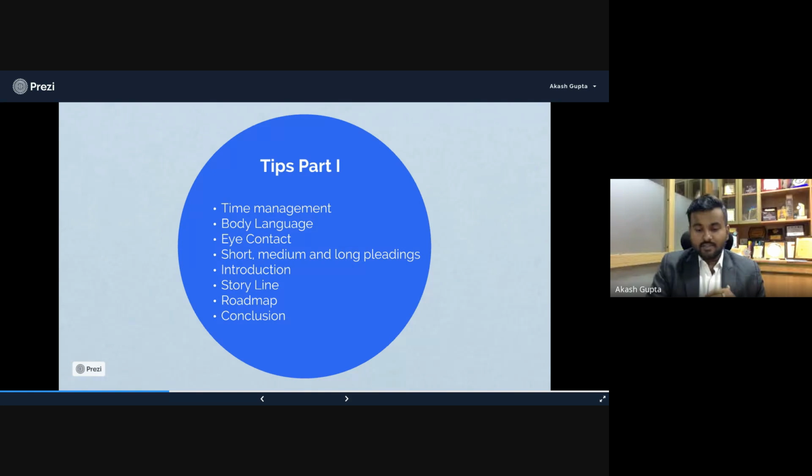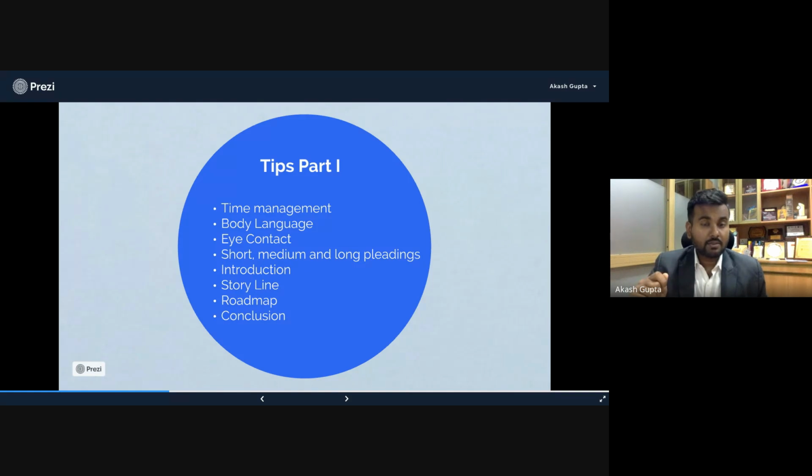You must have seen that some people have this sitting style where they lay back on the chair. Some people sit on one third of the chair from the front and they lean towards the table and are very much into the discussion. Now, both of them give two different impressions. So body language is very important.